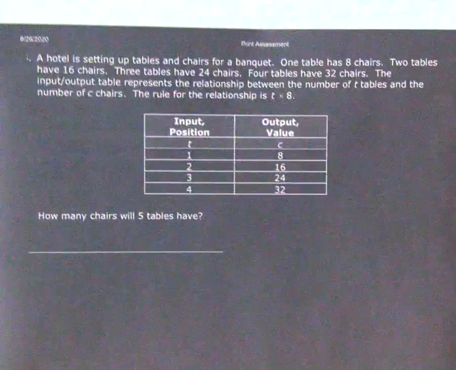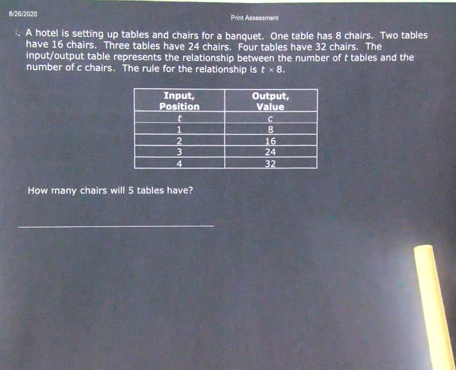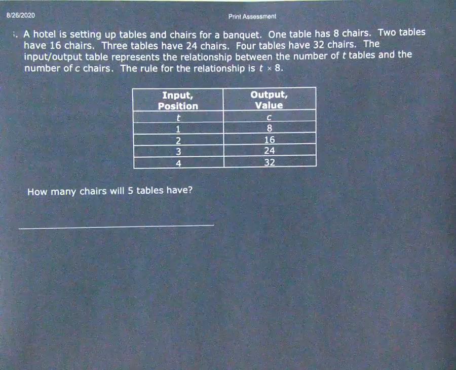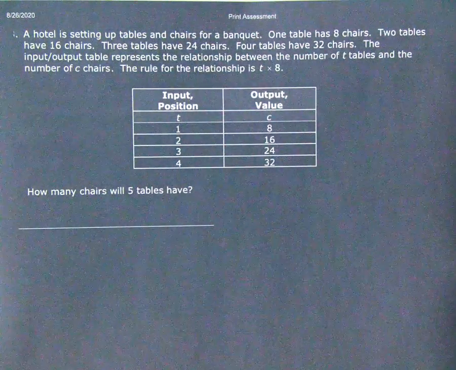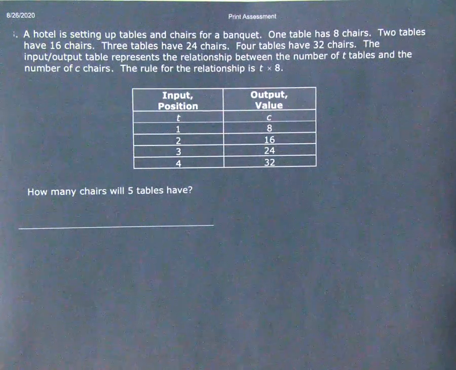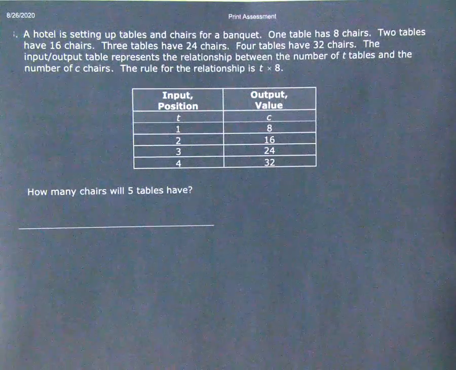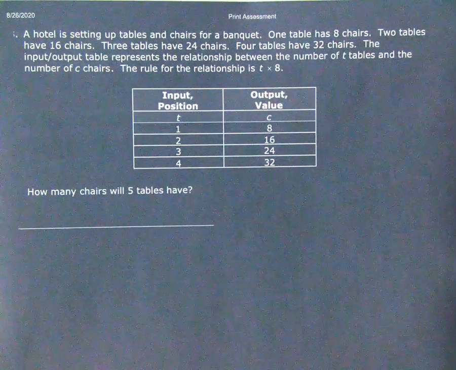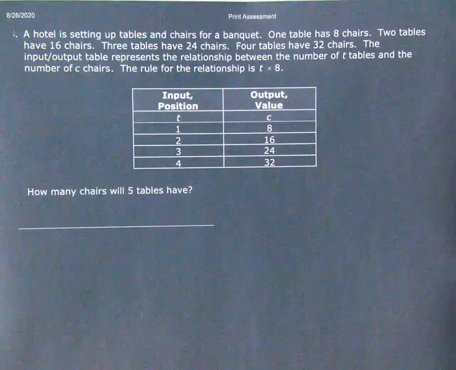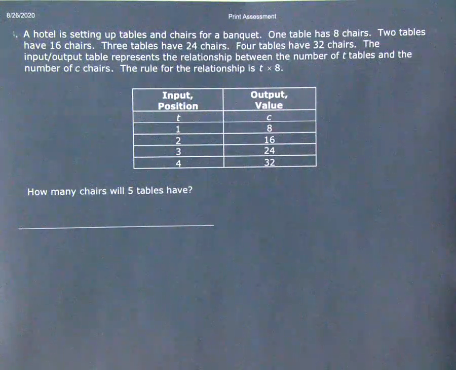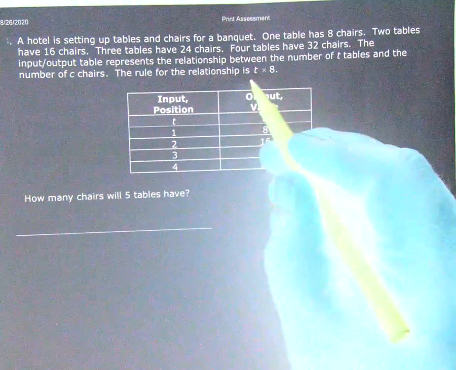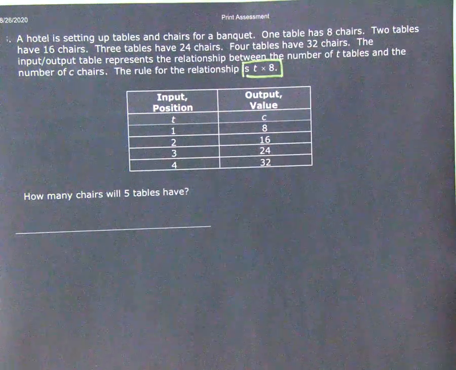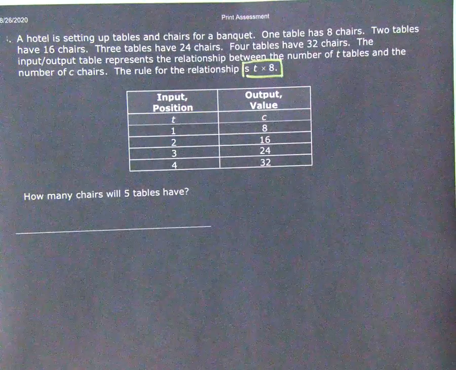Here's the last one for today. Yay, we did it. We're going to be less than 20 minutes. That'll be amazing. A hotel is setting up tables and chairs for a banquet. 1 table has 8 chairs. 2 tables have 16 chairs. 3 tables have 24 chairs. And 4 tables have 32 chairs. The input-output table represents the relationship between the number of tables and the number of chairs. The rule for the relationship is T times 8. How many chairs will 5 tables have?